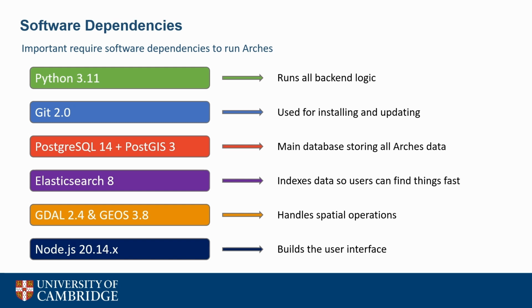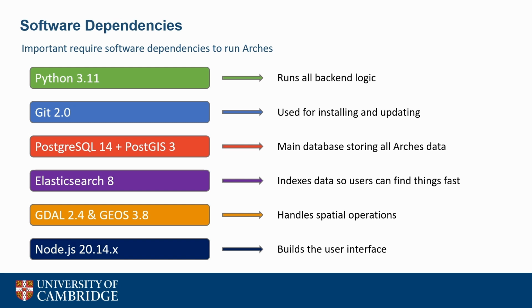We then have PostgreSQL with PostGIS. This is the main database that Arches uses. Then we have Elasticsearch, which is the search engine which we mentioned in the previous slide. While PostgreSQL stores the data, Elasticsearch makes that data searchable. It indexes all the attributes, so you can do fast keyword searches, you can filter results, and browse using facets. It also supports rapid map-based searching. So Elasticsearch is what makes Arches feel fast and user-friendly.